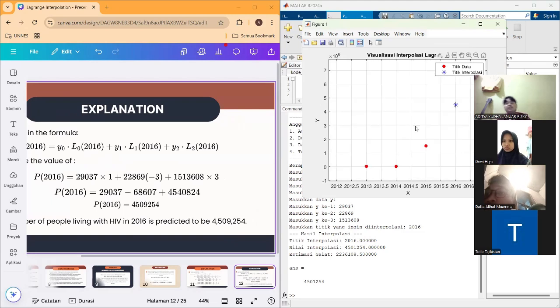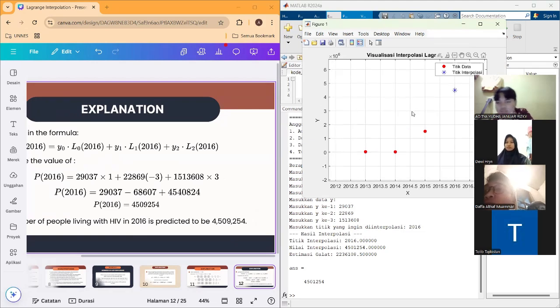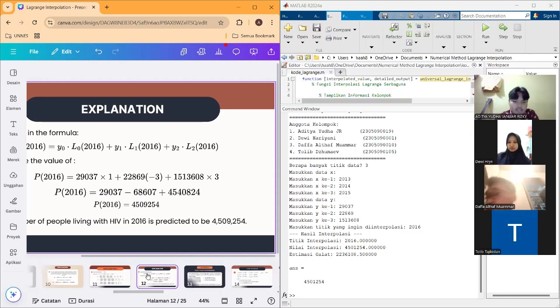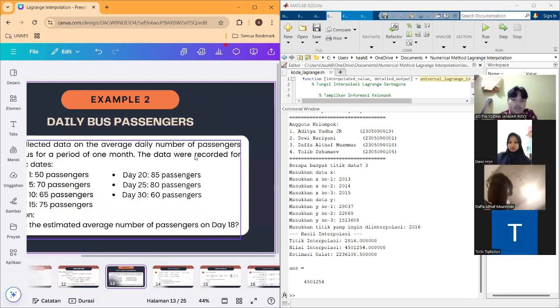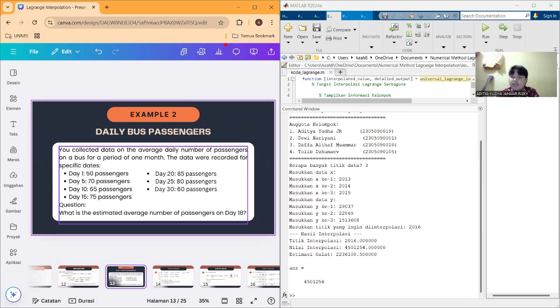And for this visualization, as you can see here in the graph, the 3 points that we input are 2013, 2014, 2015, and this is 2016, the point that we want to find by interpolation. Okay, next is the second example that was explained by Mas Tolib.